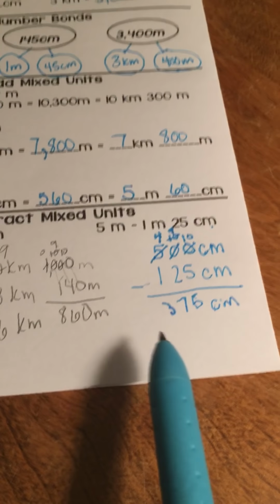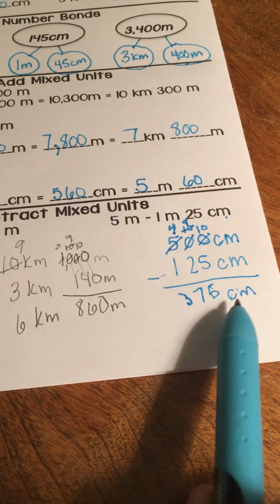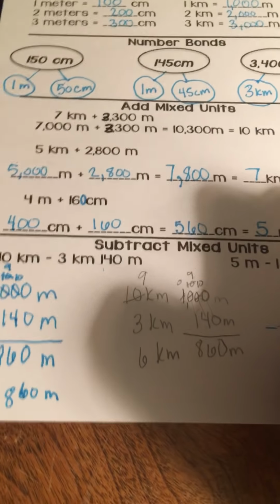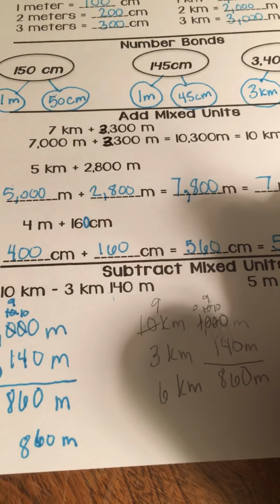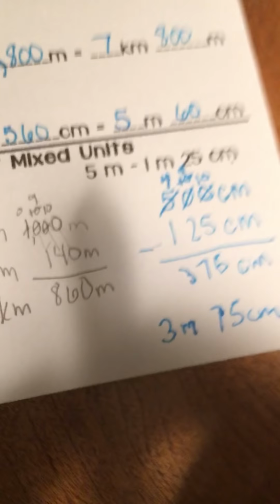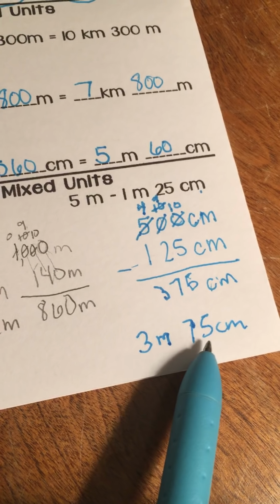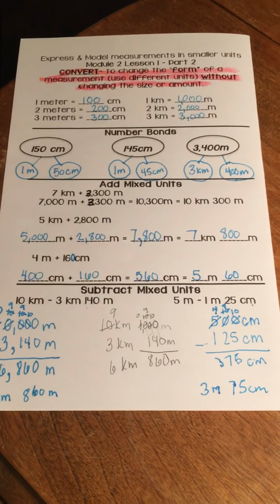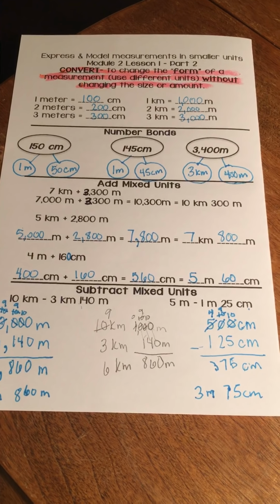Now, can I simplify 375 centimeters? Yes, because there's a 300 there. That's the same as 3 meters and 75. So it would be the same as 3 meters and 75 centimeters. Okay? Again, if you need any part of that, go ahead and rewind.